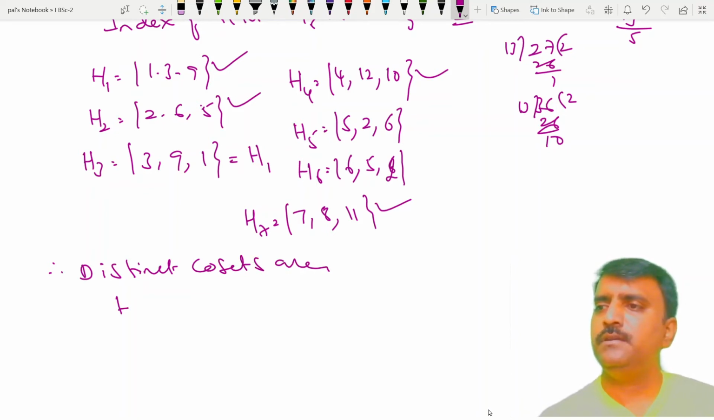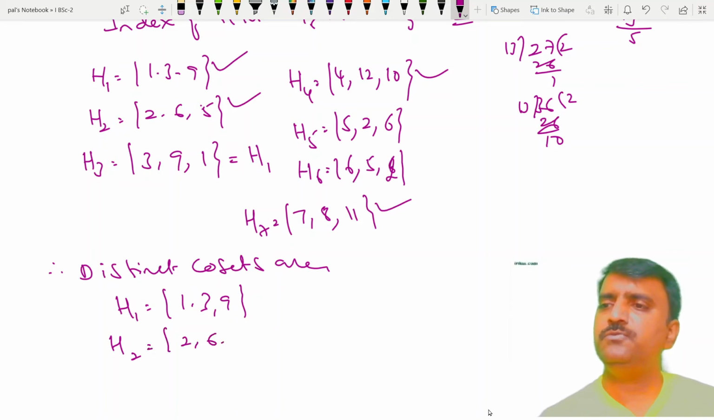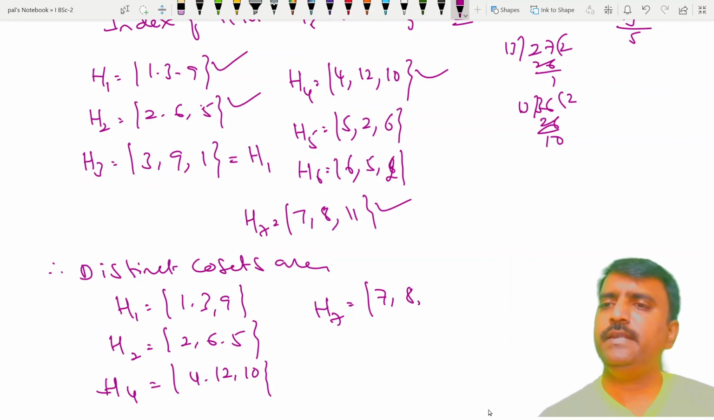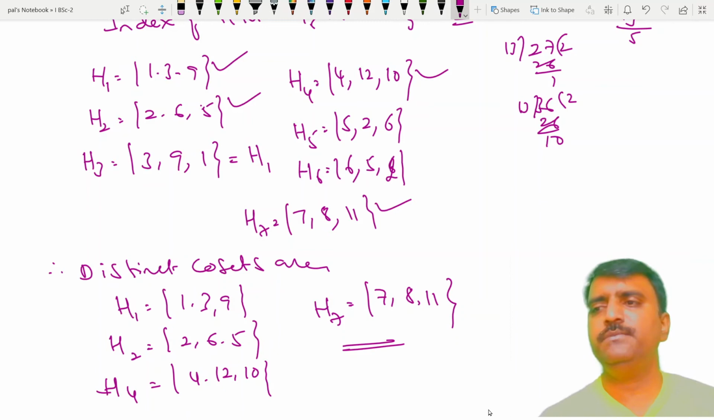h1 is equal to {1, 3, 9}, h2 is equal to {2, 6, 5}, h4 is equal to {4, 12, 10}, and h7 is equal to {7, 8, 11}. Observe that if you take the union of these, we get G. These are the distinct cosets.